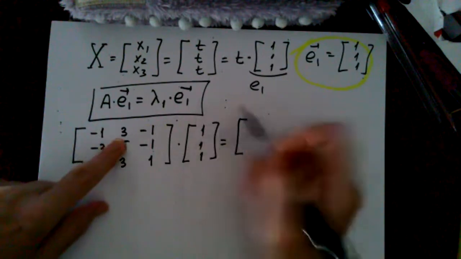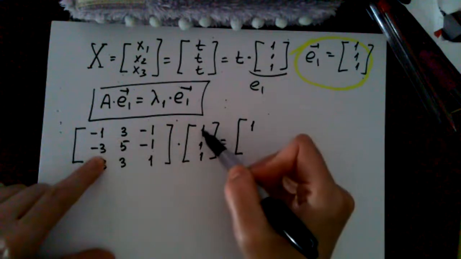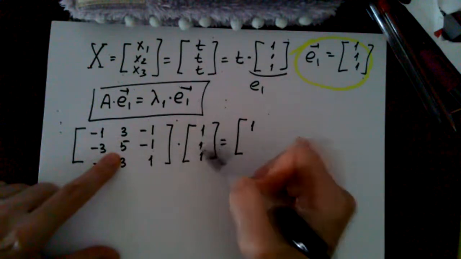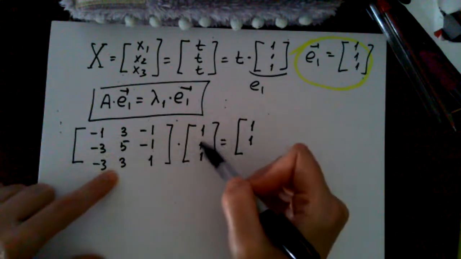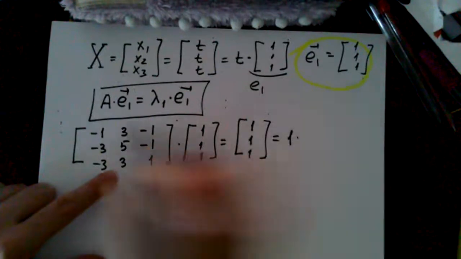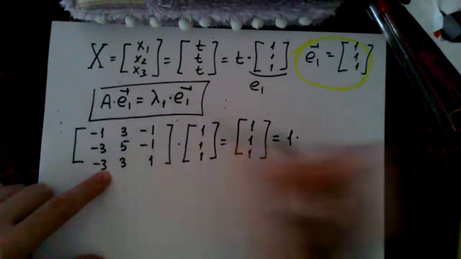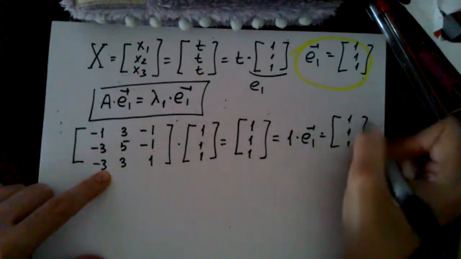Okay, the first row times this column. -1 plus 3 will be 2. 2 minus 1 will be 1. Okay. The second row. -3 plus 5, 2. 2 minus 1 will be 1. The last row. -3 plus 3, 0. 0 plus 1, 1. As you can see, this is the left hand side, and the right hand side should be 1 times e1, which is the same vector.